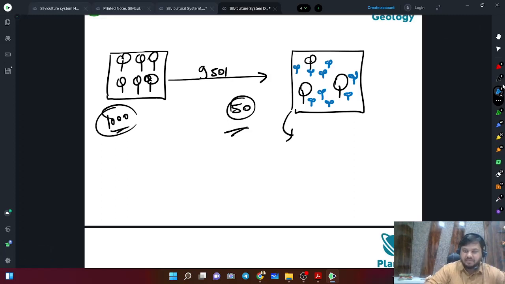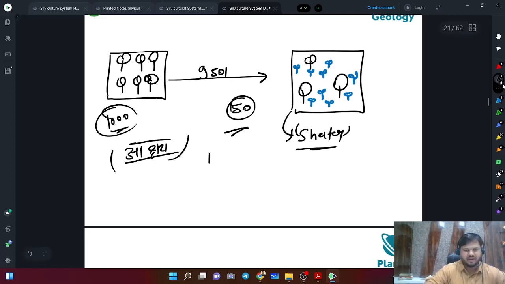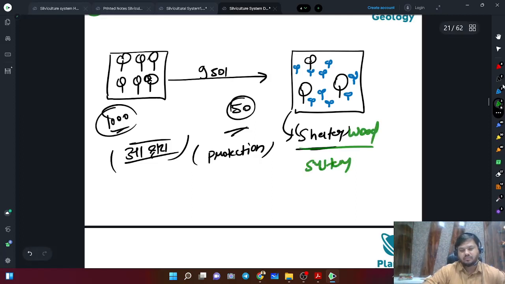So these big trees, we have left them, but they will give some kind of shelter. You understand what the meaning of shelter is? Shelter in Hindi means ashray, right? But here it basically means protection. These bigger, mature trees will give some protection to the small saplings. That is why we call it the shelterwood system. All right. So basically, this is the thing.